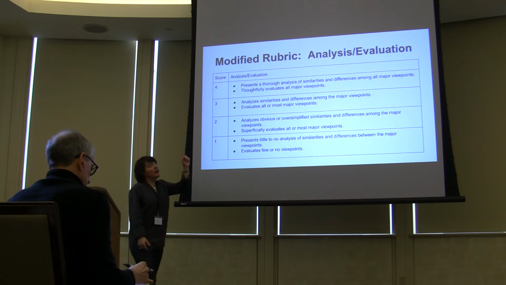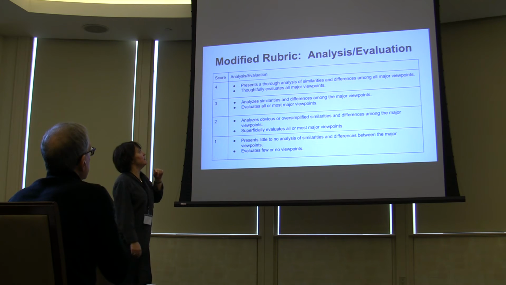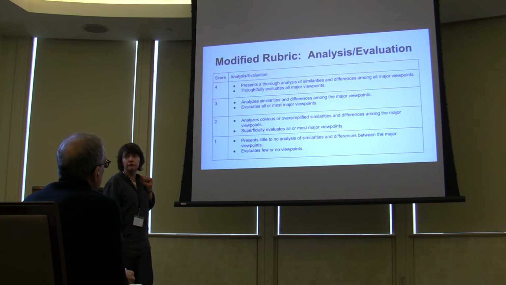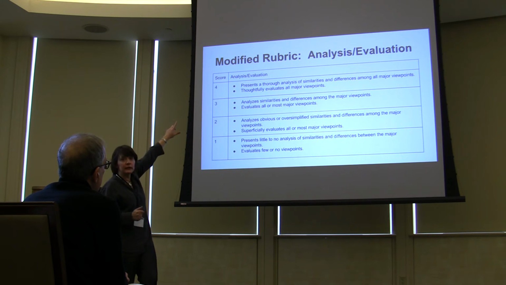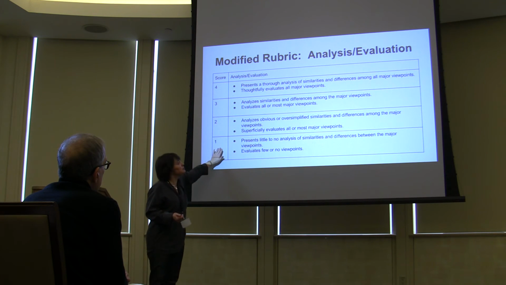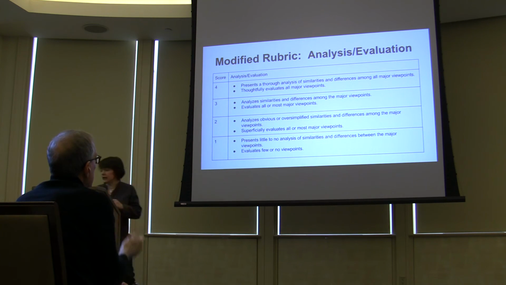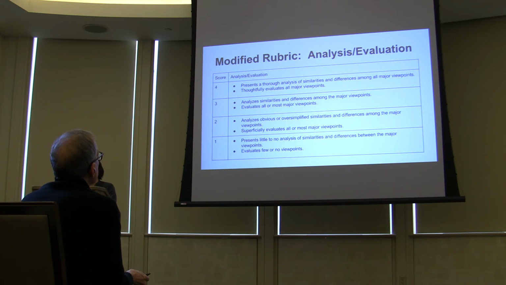Okay, but I said that we decided to combine analysis and evaluation. So let me just take you through, let's show you the high point and the low point. So plus here would be presents a thorough analysis of similarities and differences among all major viewpoints and thoughtfully evaluates all major viewpoints. And like I said, we found that the students combine those two things in their writing. So just two bullet points, one on the analysis and one on the evaluation. All the way down to the bottom of the scale, presents little to no analysis of similarities and differences between the major viewpoints and evaluates few or no viewpoints. Okay? And 3 would be yes, you did it, and 2 would be something's missing.